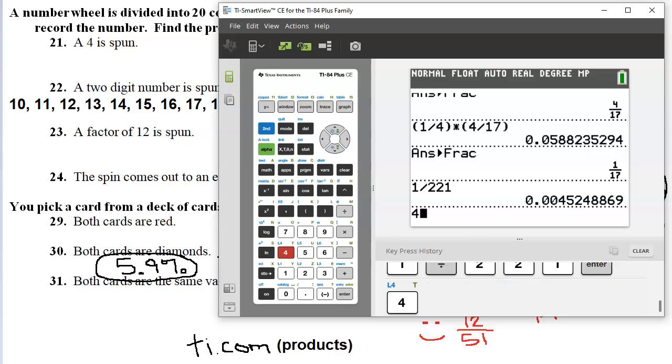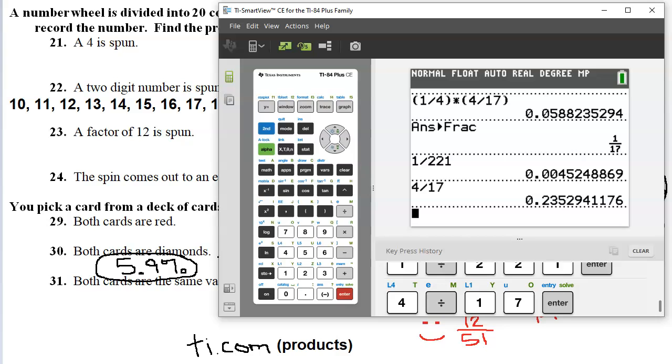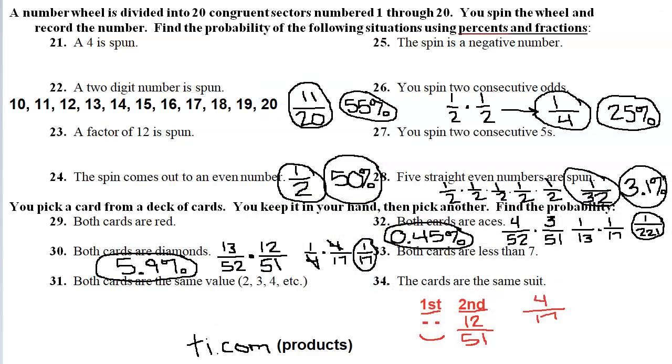And then if you were to do 4 divided by 17 on the calculator so that you could get yourself a decimal, you would get 23.5%. Okay, so you got 23.5%. So a little less than 1 out of 4.